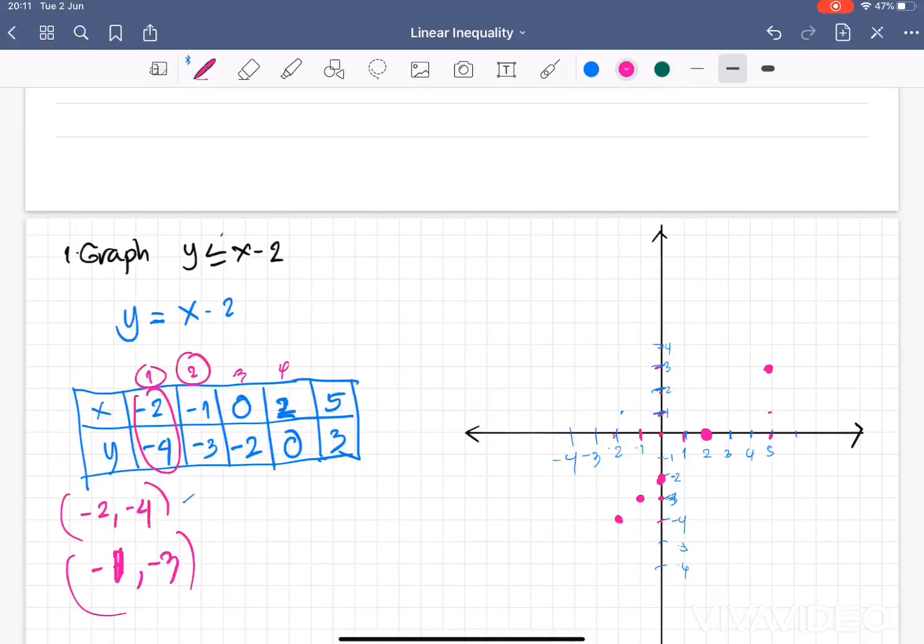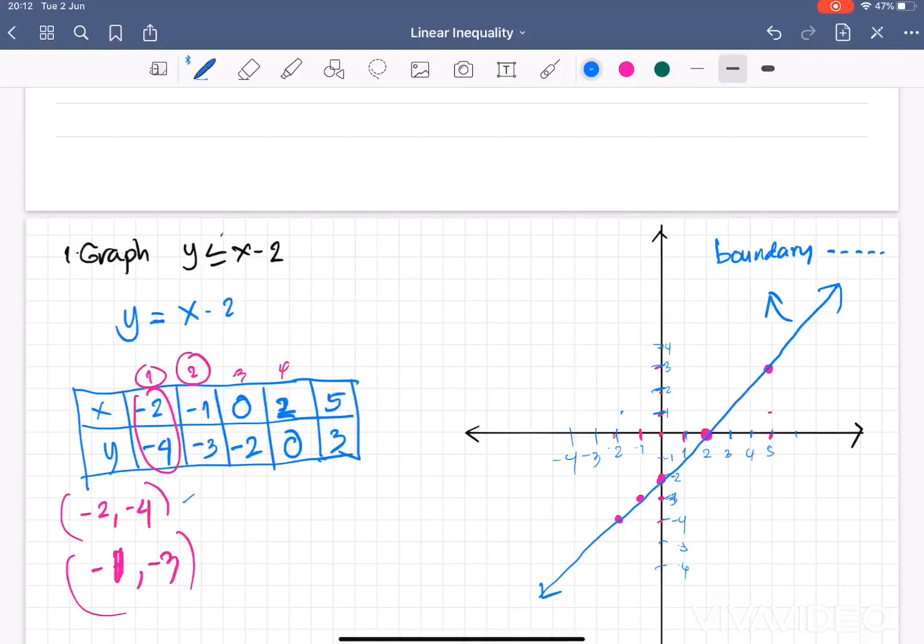And what we're going to do now is to connect the points. Okay, there. So this line actually is now called the boundary line. For the boundary line, there are two possibilities. We can have a solid line like the line that we have, or sometimes we could have a broken line like that. So when are we going to use a solid line and a broken line?